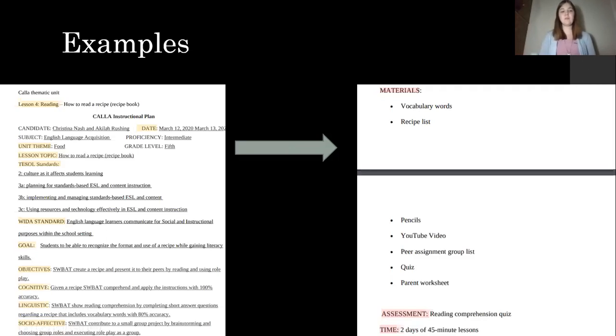Also, you have your unit theme. You need to know what theme you are having for this whole time for each lesson plan. It needs to be reflecting on that theme. You have your lesson topic, which is how to read a recipe, and you're going to be doing a recipe book. Then you have your TESOL standards. So your TESOL standards are the national standards that are required for English language learners. These are going to guide you in your lesson plans and your objectives. Next, you have your WIDA standard. Your WIDA standards are the state standards for English language learners. So it's really important to know where to find these, that you need to have these, and these need to be incorporated into your lesson plans.